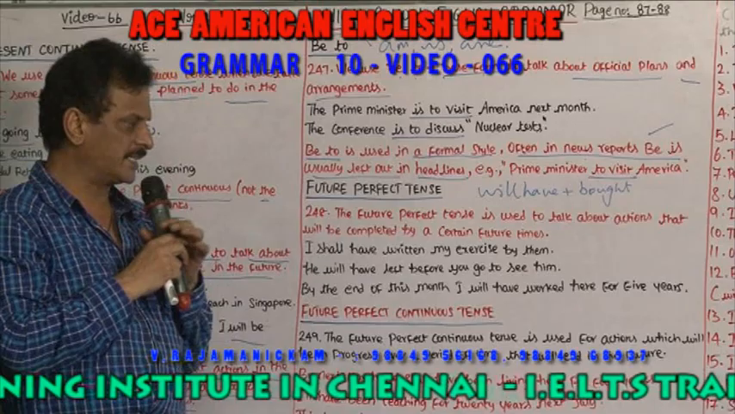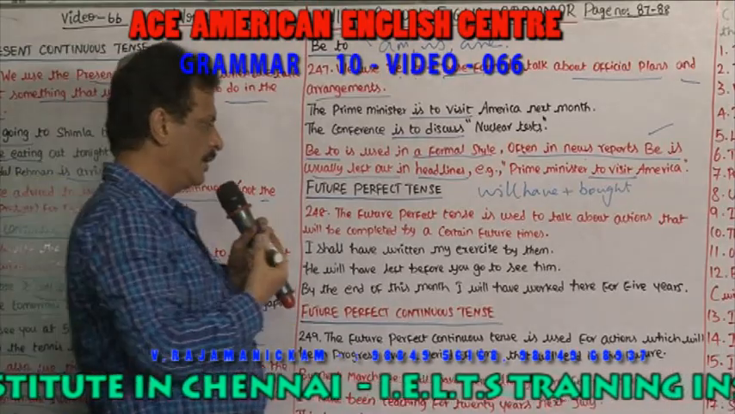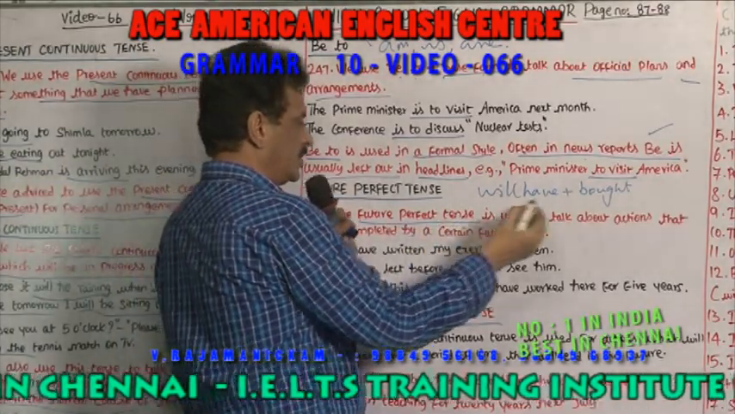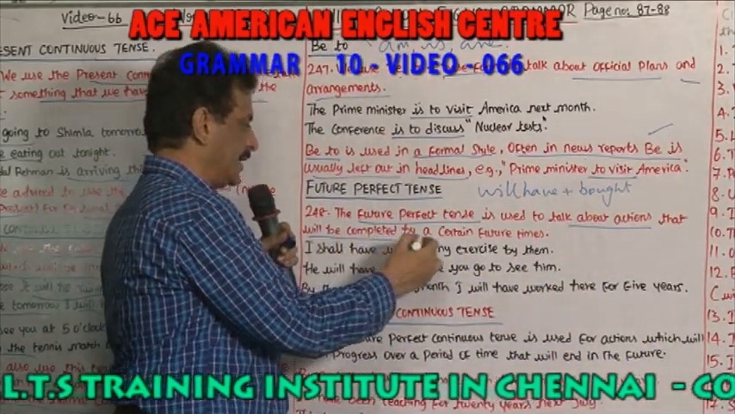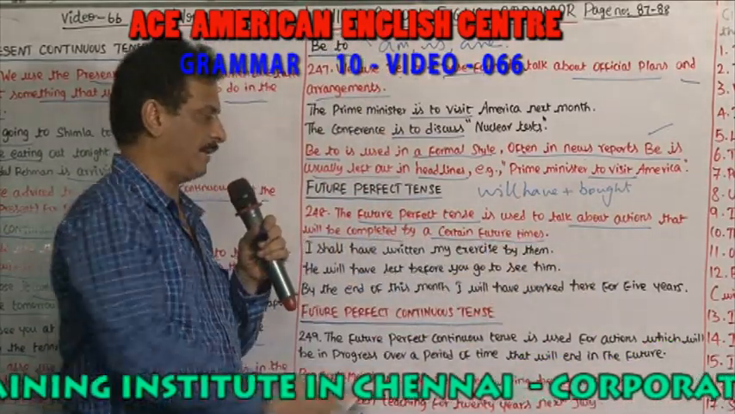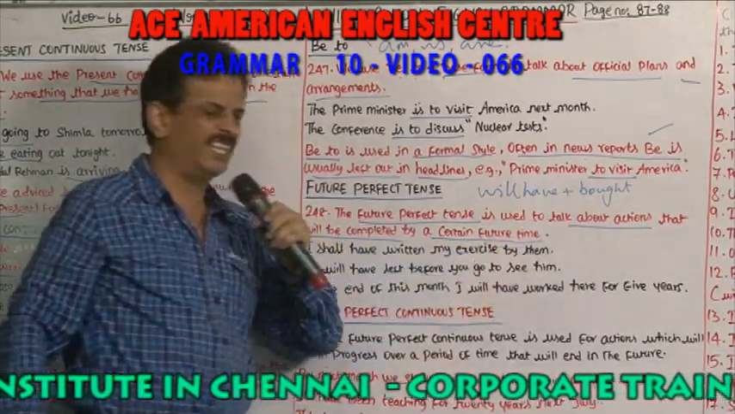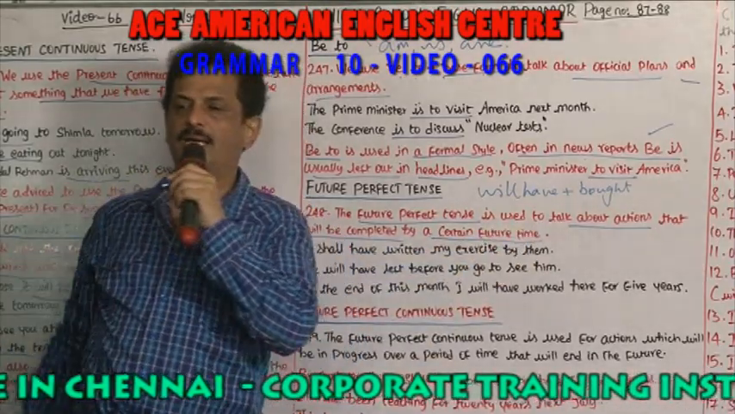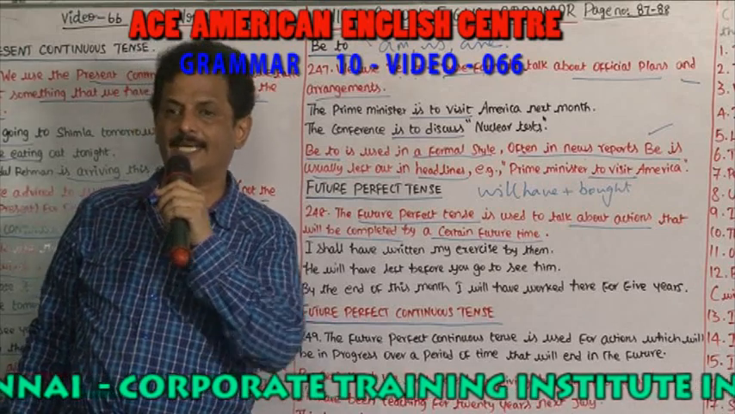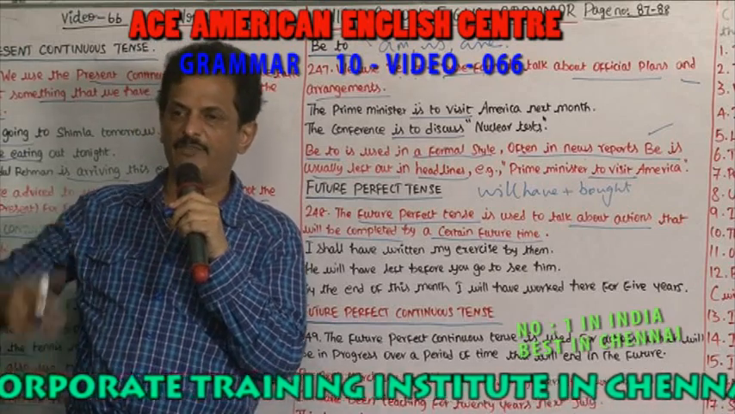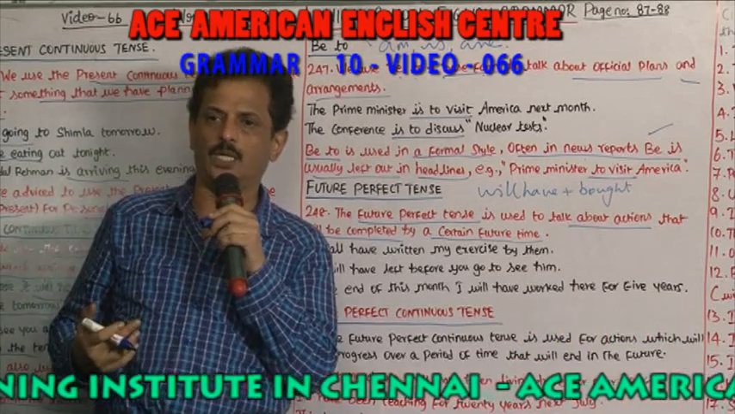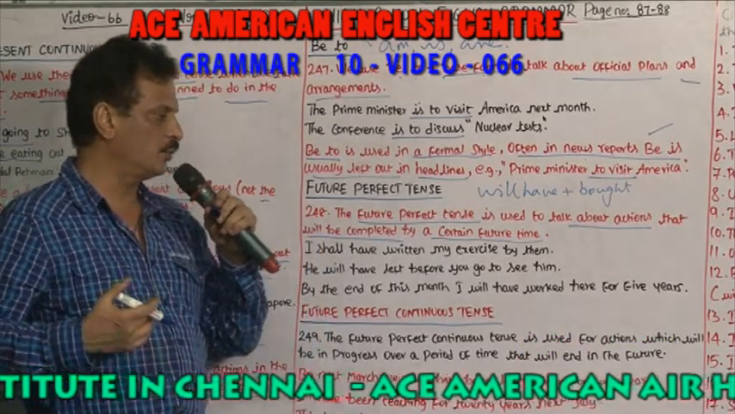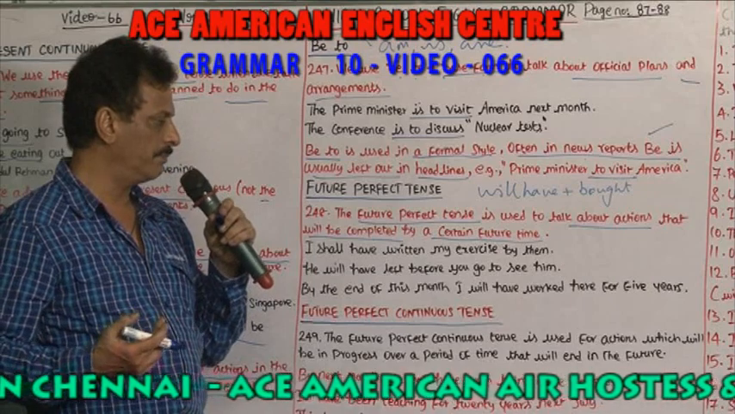The future perfect tense is used to talk about actions that will be completed by a certain future time. So within 3 months, I will have gone to Canada. What do you mean by that? In the future, within a particular time, some action would have got over. I will have gone to America.